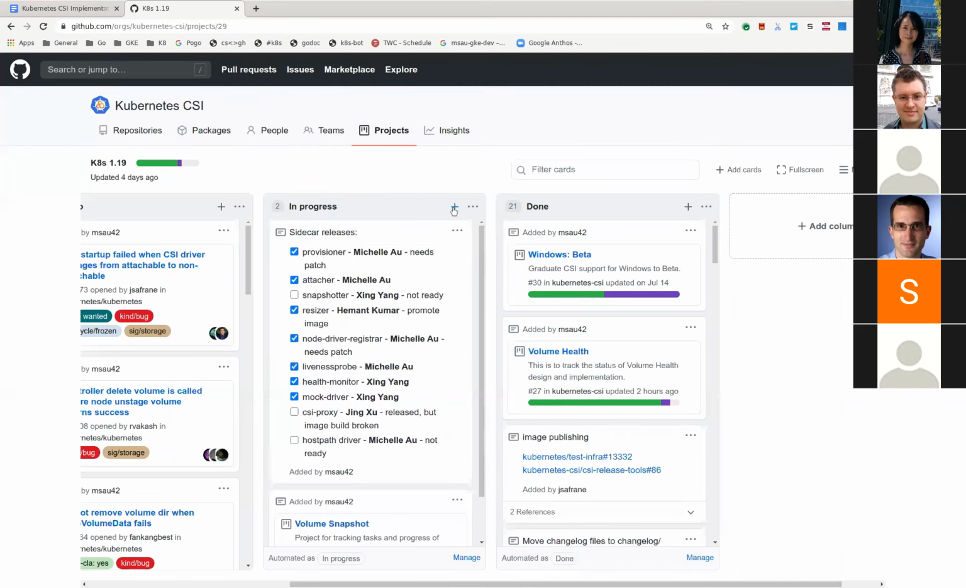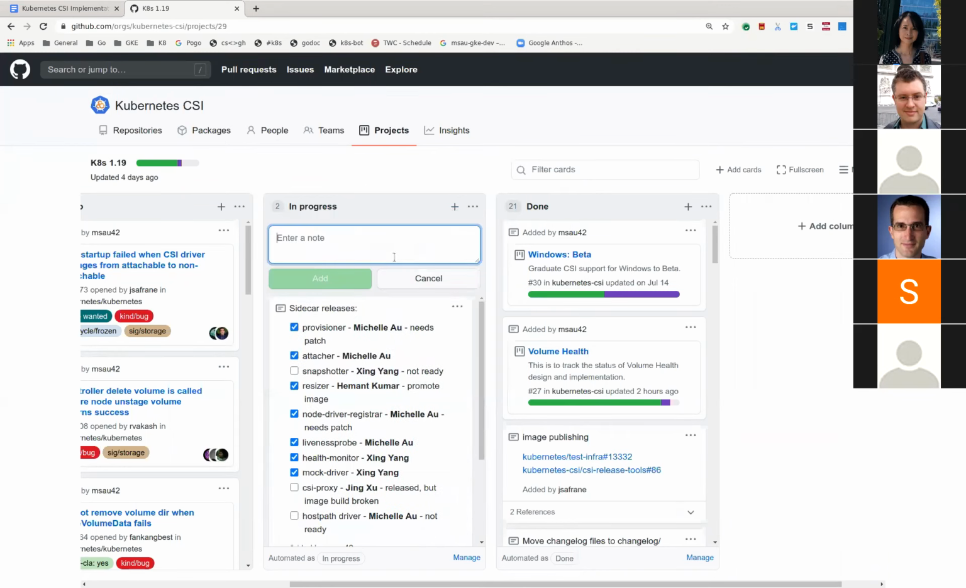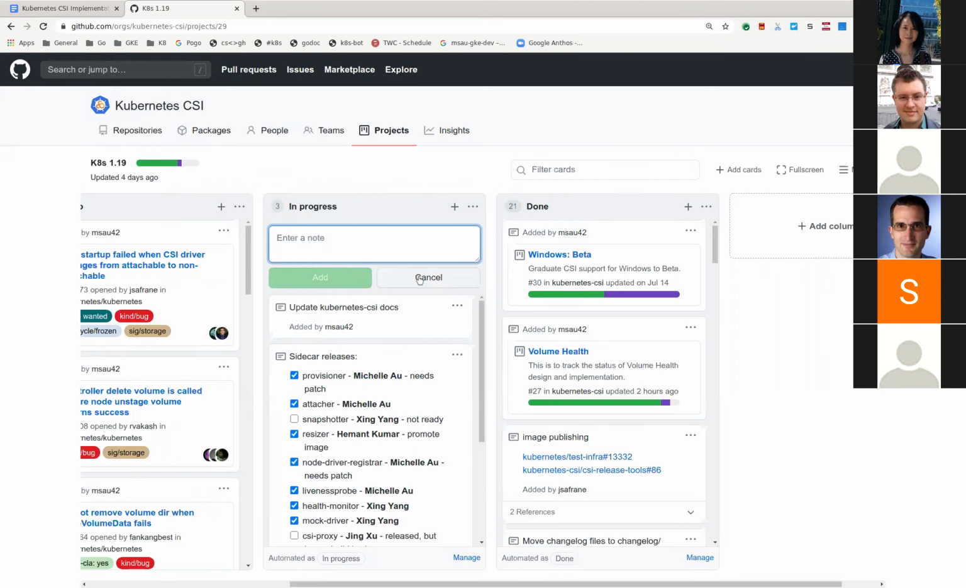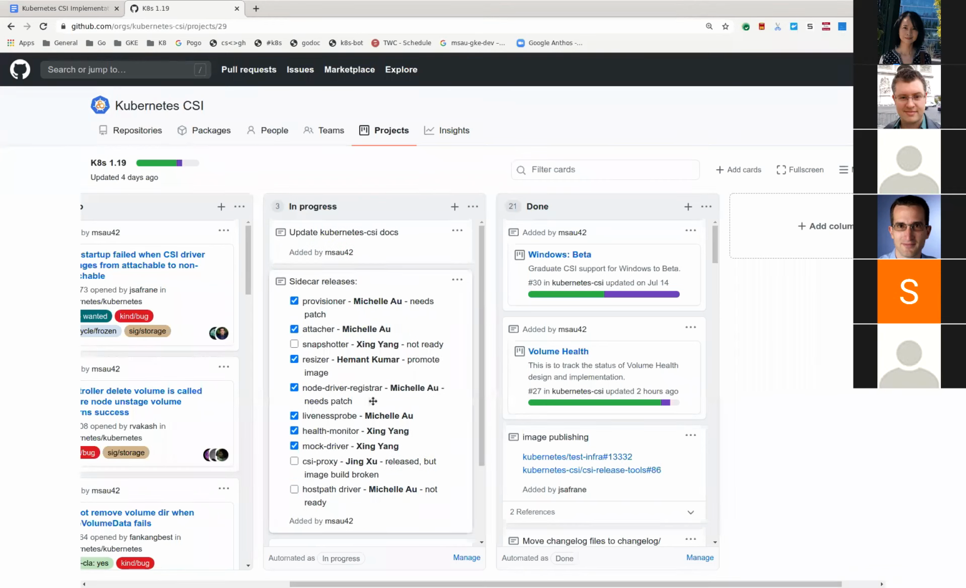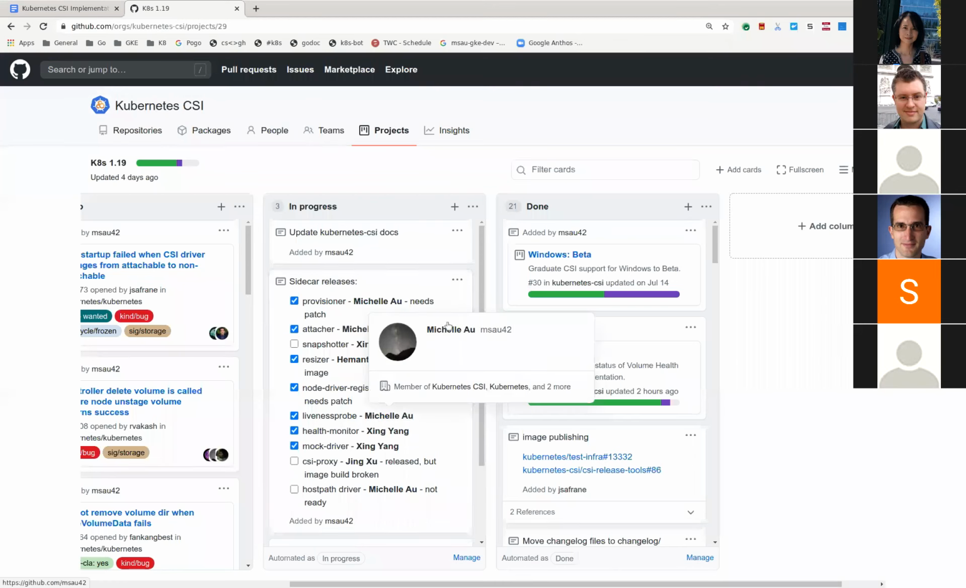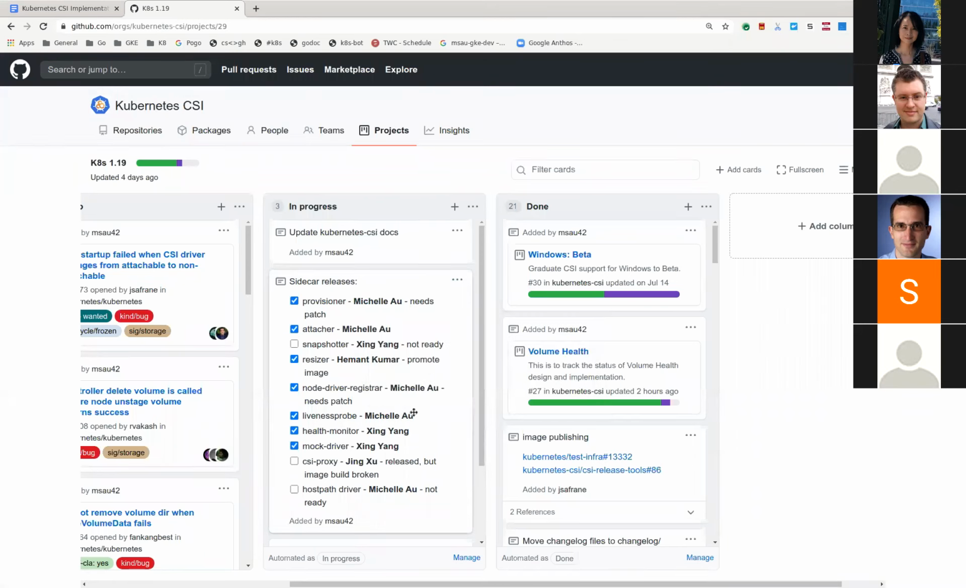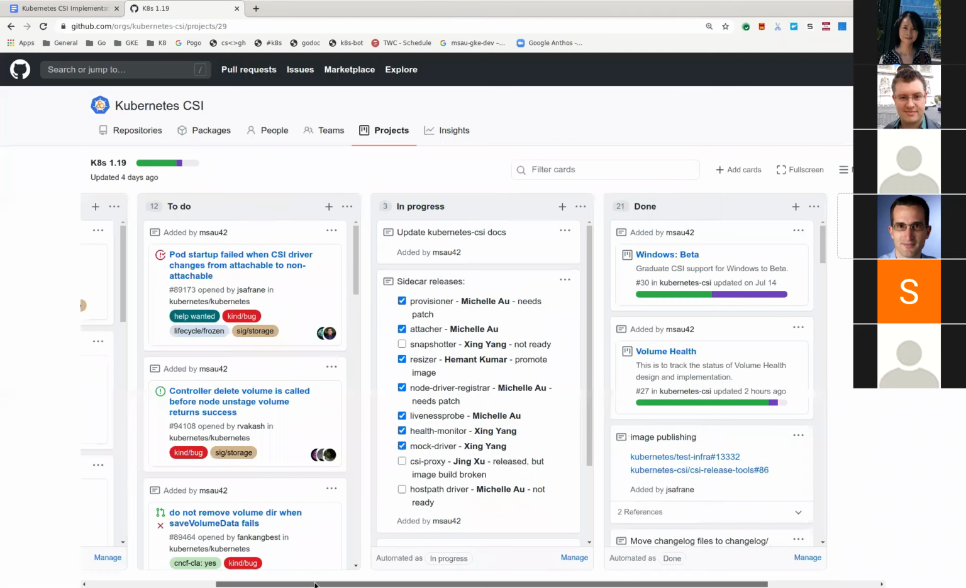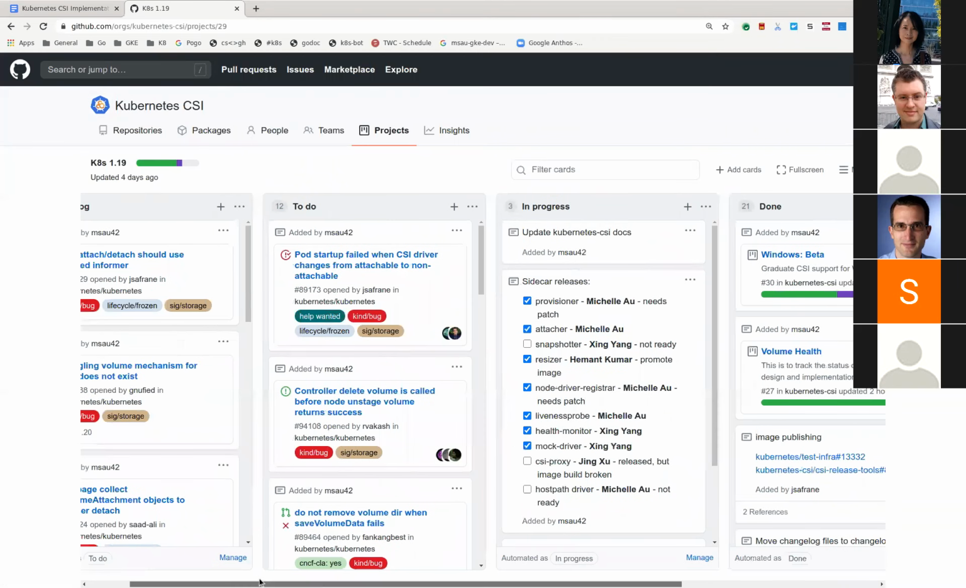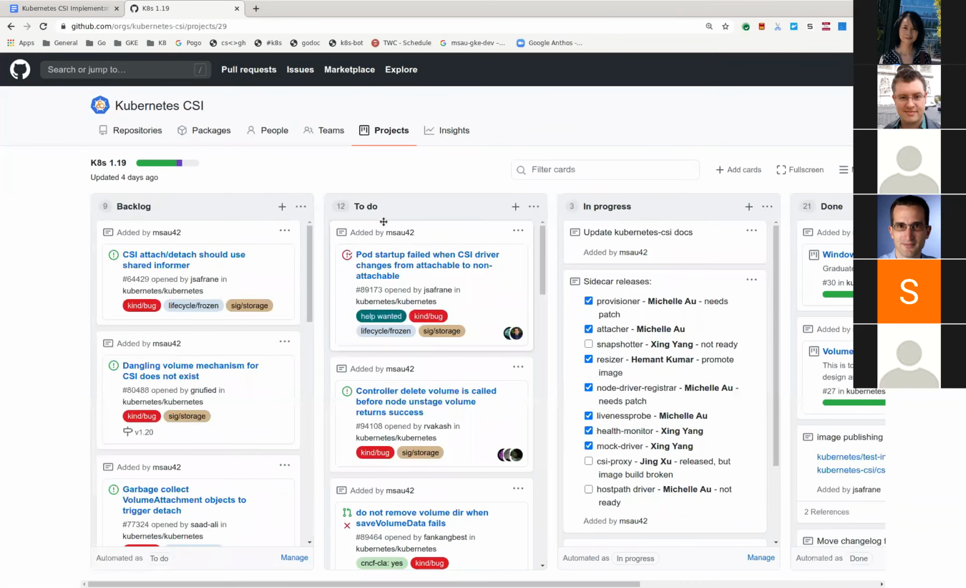Docs will have to be updated. Let me add a note for that. All right, so that should be it for 1.19. Any topics regarding 1.19?